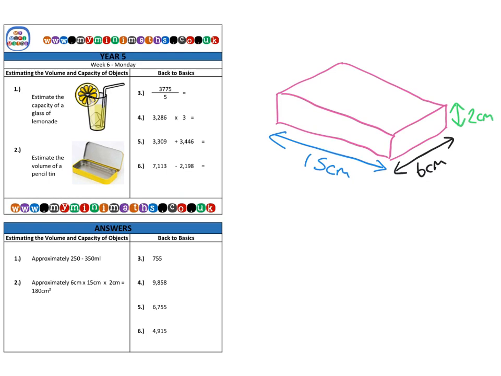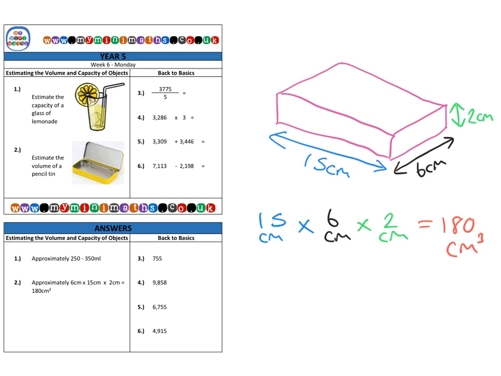They're quite shallow, aren't they? But obviously a lot of pencil cases are much taller. And then if we take these measurements, we can take the 15 centimeters, we can times that by the 6 centimeters, and finally multiply that by the 2 centimeters. Okay, we would get a final estimated volume of approximately 180 centimeters cubed.